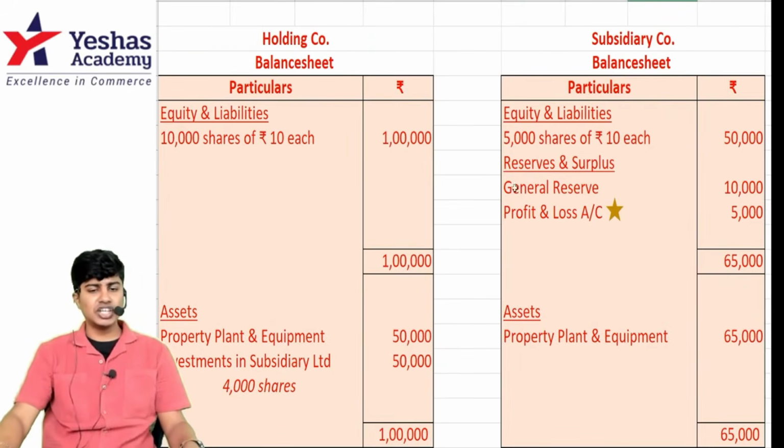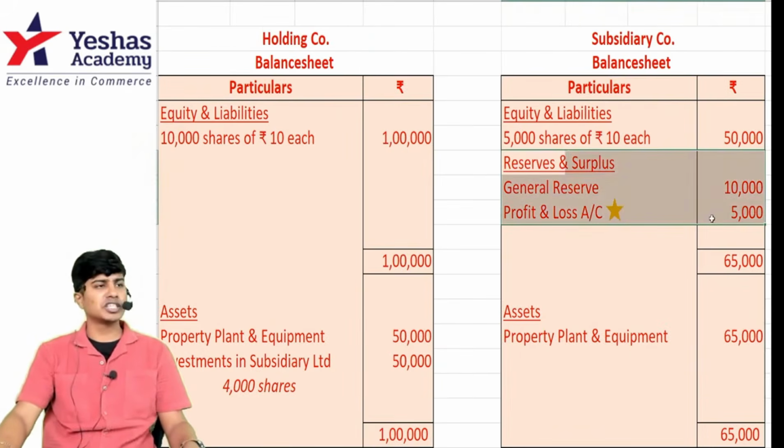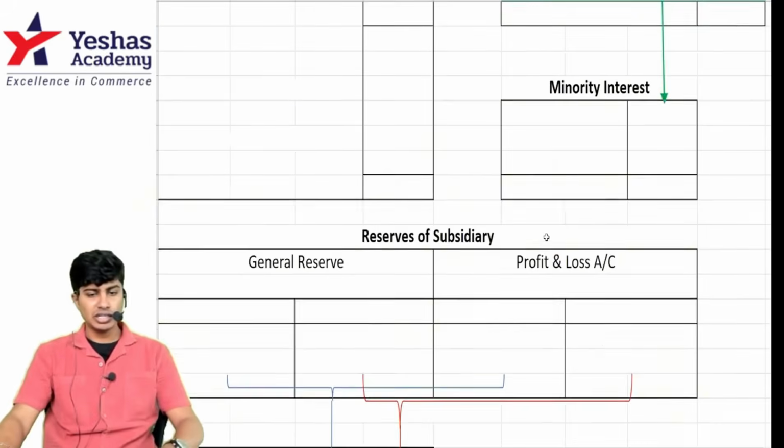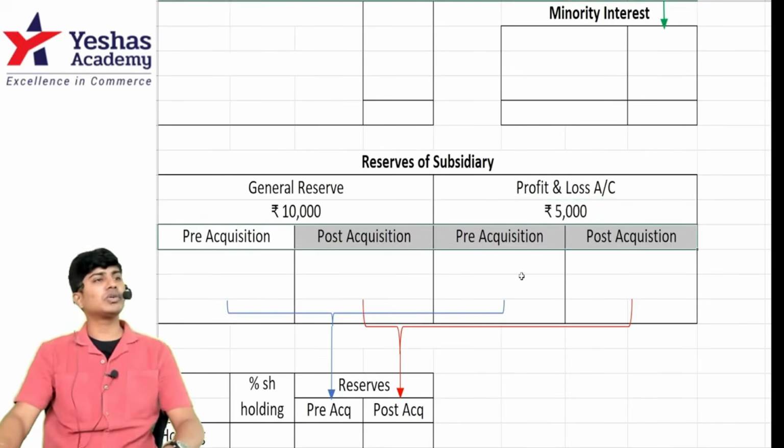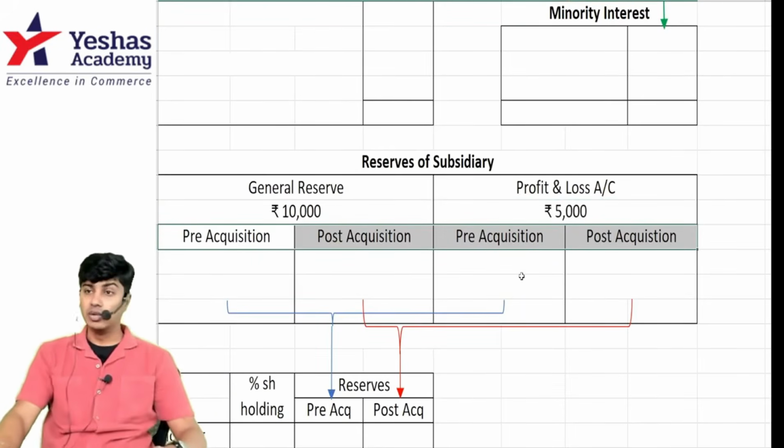Next. What's after that? General reserve. How much is general reserve? How much is P&L? 10 and 5. It should be split into pre and post, then between holding and minority. First as pre and post, then as holding and minority. So I would write here reserves. General reserve 10, P&L 5. Pre-post, pre-post. At the end of the question, you will get to know the balance. We'll do it at the end.